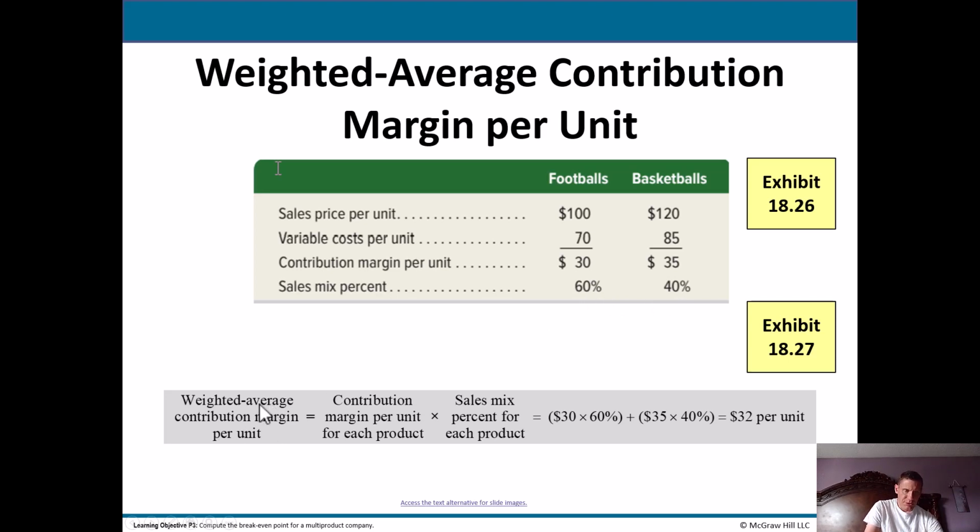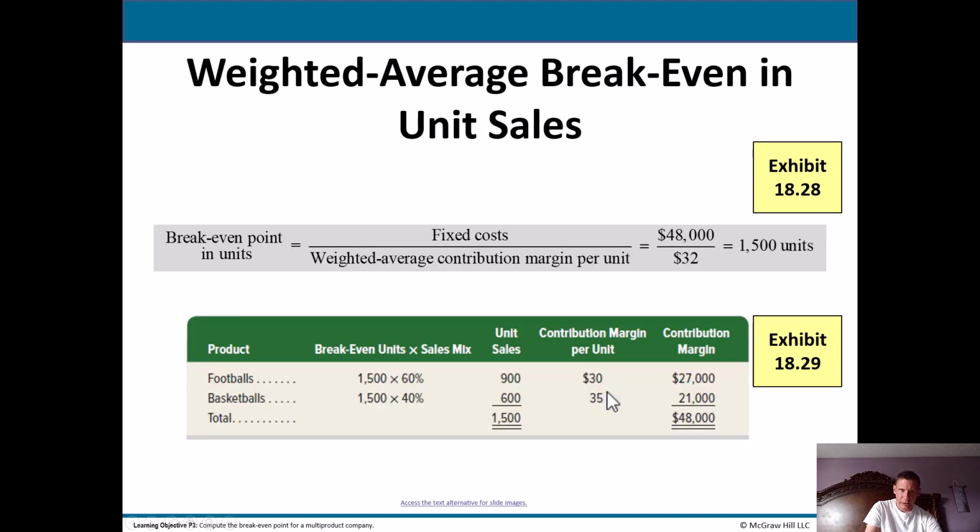So the formula we would use is weighted average contribution margin per unit is the CM per unit for each product times the sales mix percent for each product. So what we're doing is, think about order of operations. We're saying CM of 30 times 60% plus the CM for basketballs 35 times 40%, and our weighted average is $32 CM per unit. Okay.